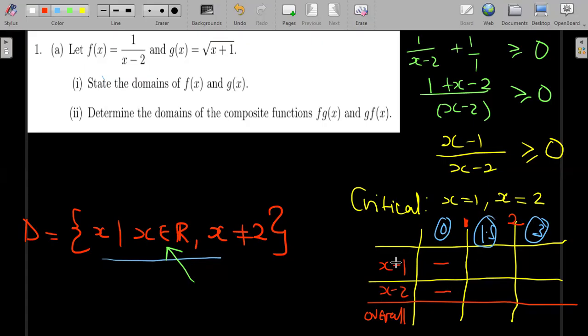And then if I put 1.5 into here, it will be 1.5 minus 1, I'll get a positive answer. If I put 1.5 here, it will be 1.5 minus 2, I'll get a minus answer. If I put 3 there, I'm going to get positive.